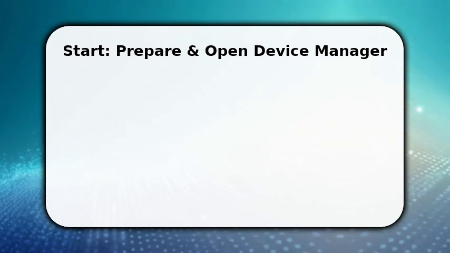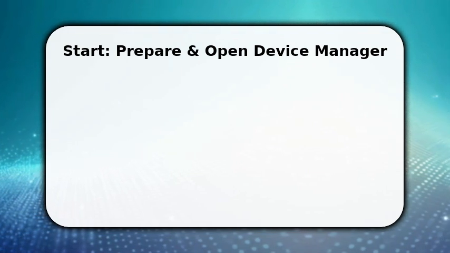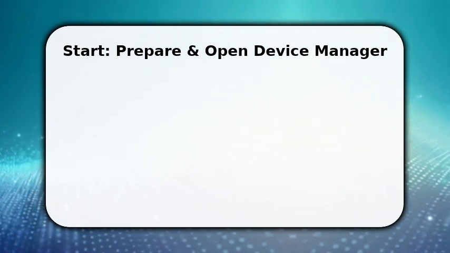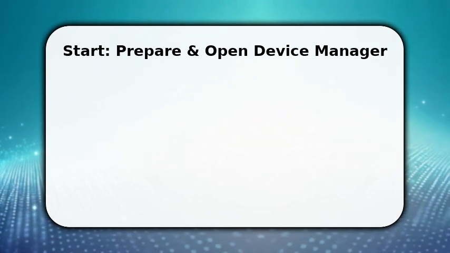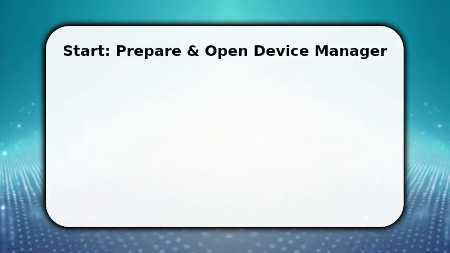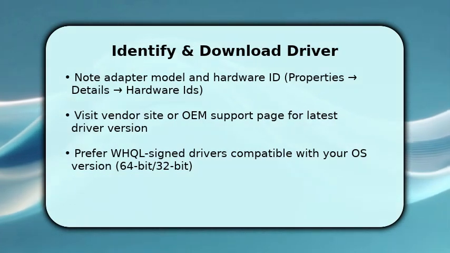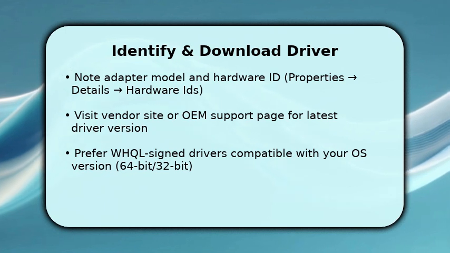Expand Network Adapters and locate the wireless device name precisely. This name and vendor will guide which driver to get next, so don't guess, confirm the exact model now. You should gather the adapter model and the hardware ID from Properties' Details tab to avoid picking the wrong file. Once done, go to the adapter vendor or your PC maker's support page.